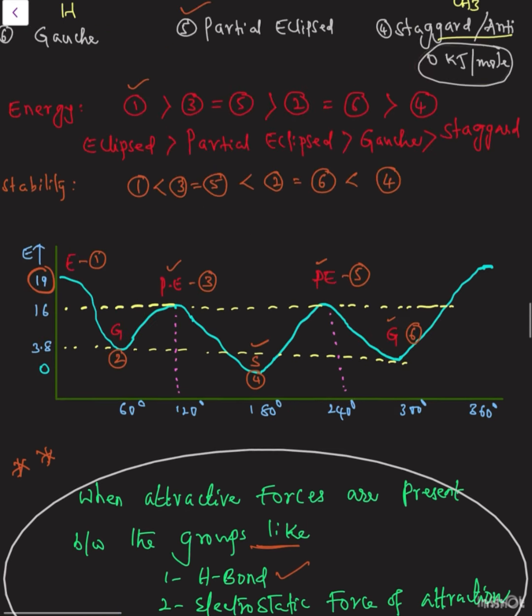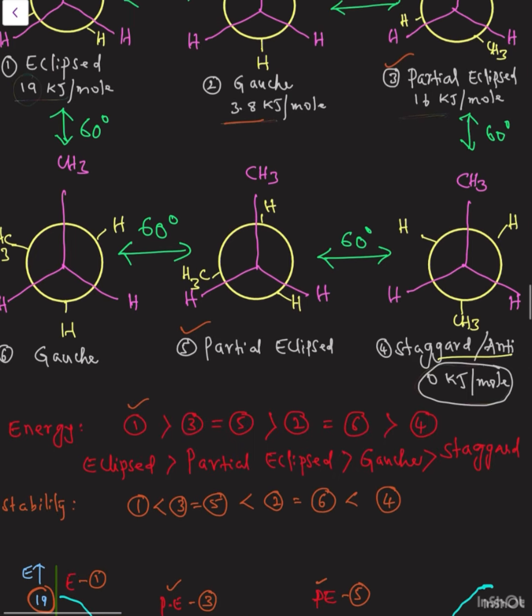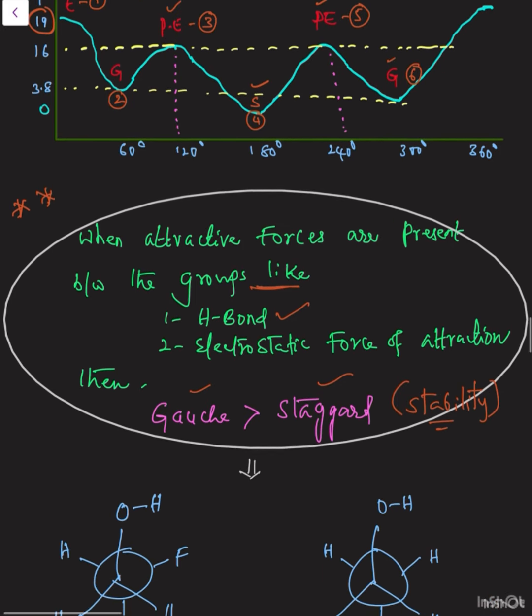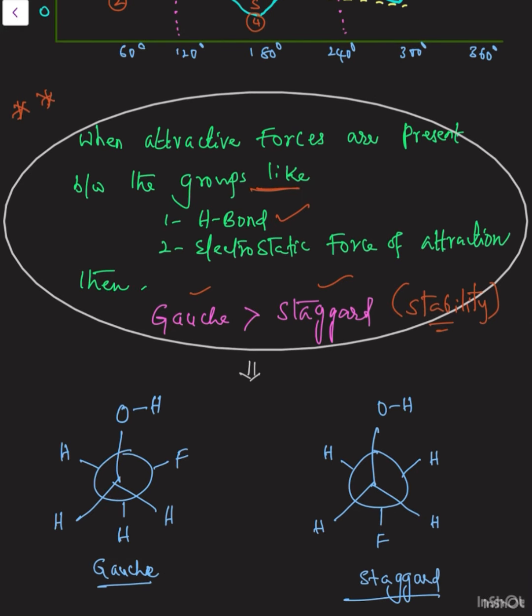Why is staggered more stable? Because, as we discussed, the fourth conformer is more stable. Here, two identical groups, CH3 and CH3, are opposite to each other. There is less steric hindrance, angle strain is less, stability is more. Simply, the staggered form is more stable than the Gauche form. But when attractions exist between the groups, then Gauche becomes more stable than the staggered.